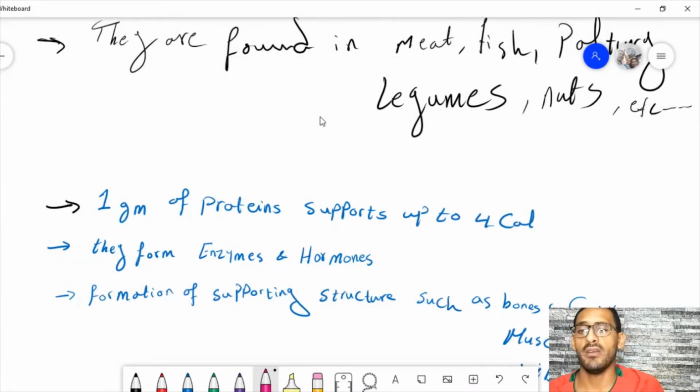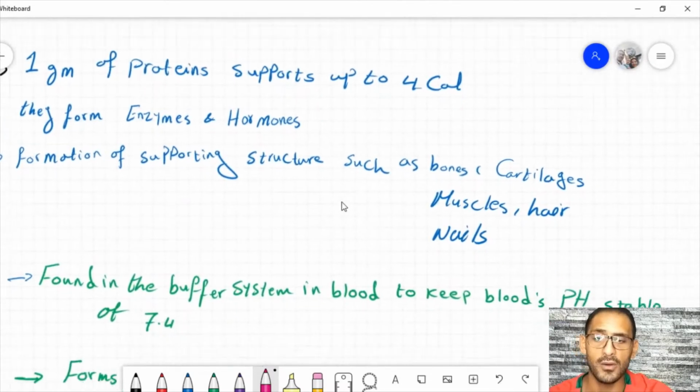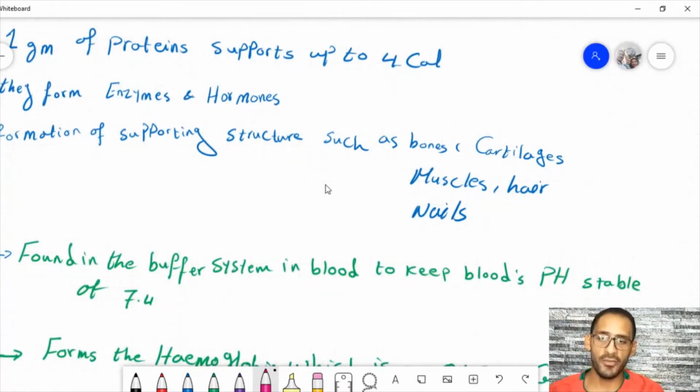Knowing also, we have another fact that 1 gram of protein supplies up to 4 calories. Okay, that is the same amount of energy that carbohydrate gives. They form enzymes, they form hormones, they form supporting structures like the bone, the cartilages, the muscle, and also hair and nail. They are also found in the buffering system in the blood to keep the pH of the blood stable at around 7.4.